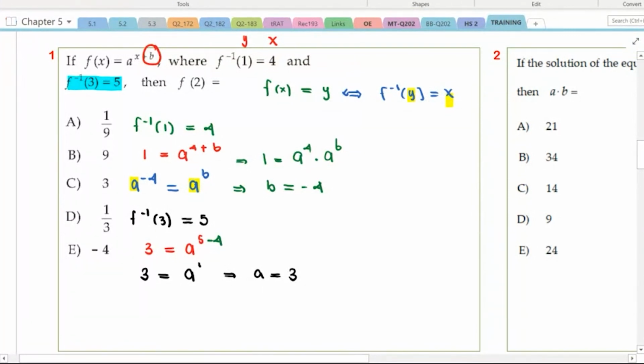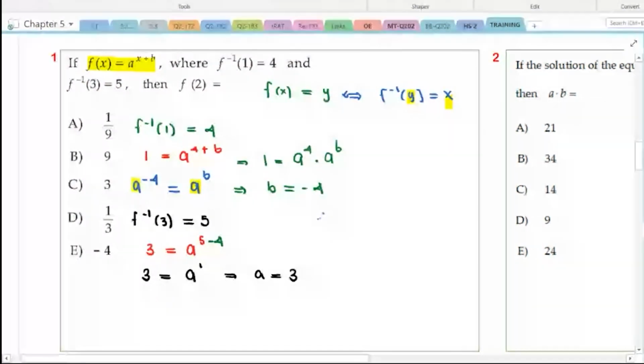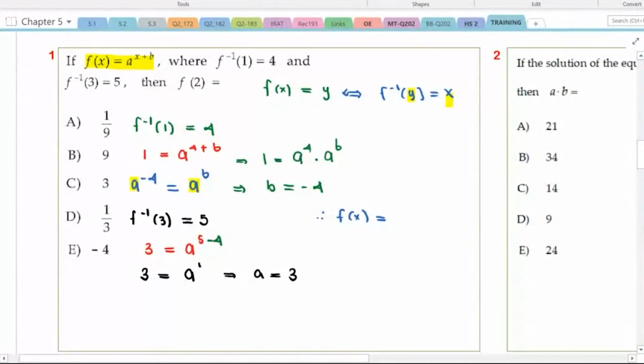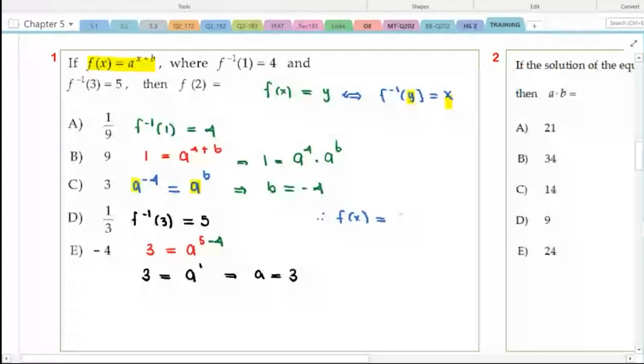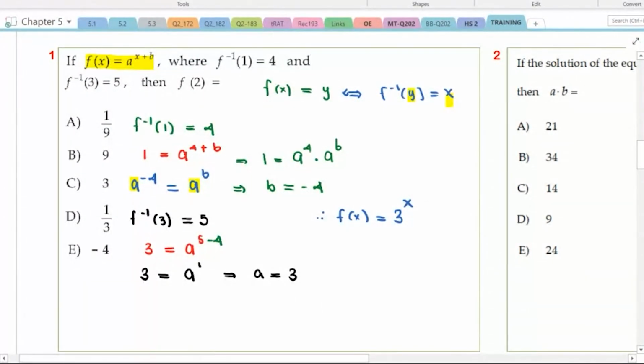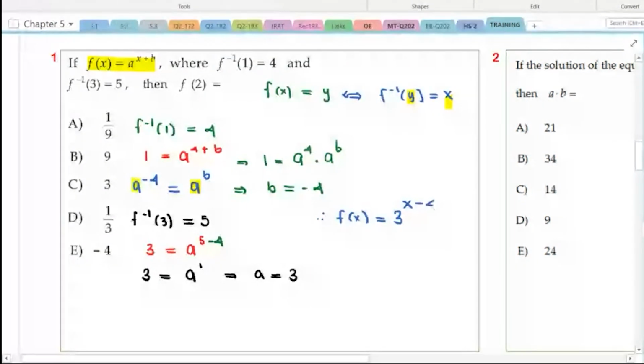What do I do? Let us go back to the function again. We are going to rewrite our function. Which function am I talking about? This. So if we rewrite, we are going to say our f of x is equal to a. Already we know a to be 3. So we say 3 to the power of x, and then plus b. What is b? The b is minus 4.